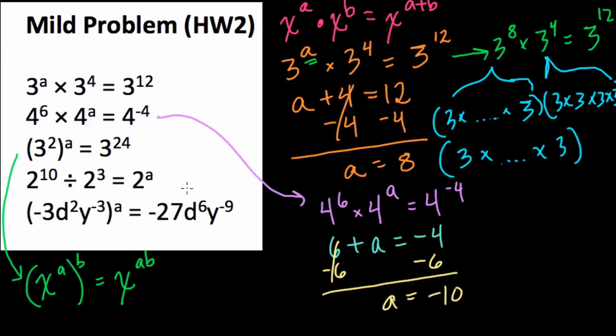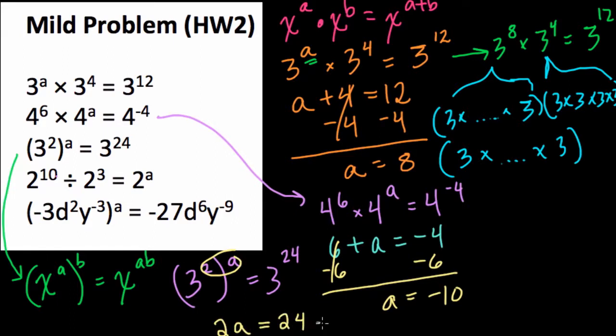I'll explain the connection in a moment. But here, to solve, this means that 3 to the second power to a, if it equals 3 to the 24th, we have to multiply our exponents here. We have to multiply 2 and a to get 24. So 2 times a is equal to 24. If I divide both sides by 2, a is equal to 12, because 2 times 12 is 24. So here the answer is 12.